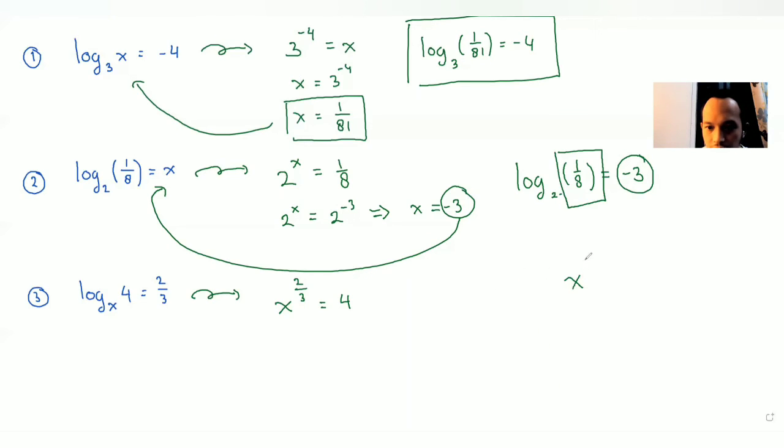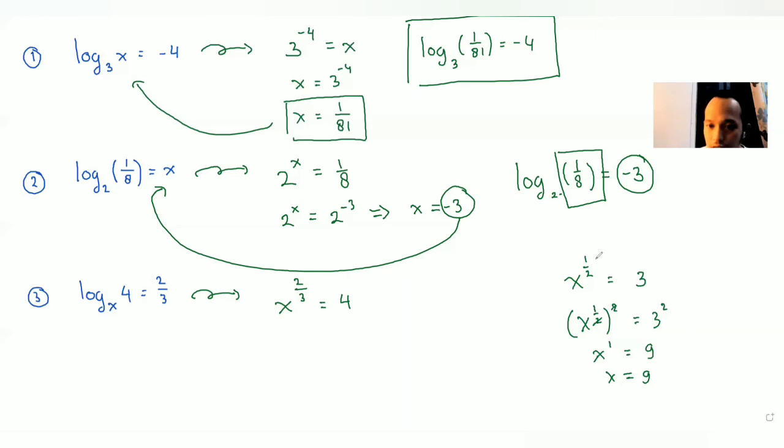Whenever I have x to the half power equals 3, to find x we square both sides. The objective is to make the exponent of x become 1. So I square both sides, and x equals 9. That's the objective.